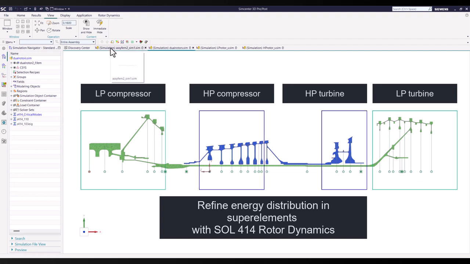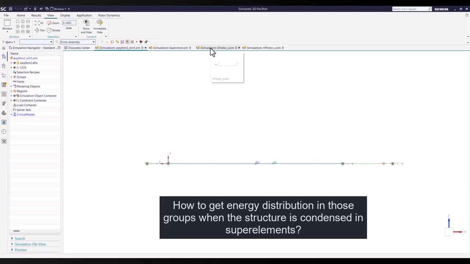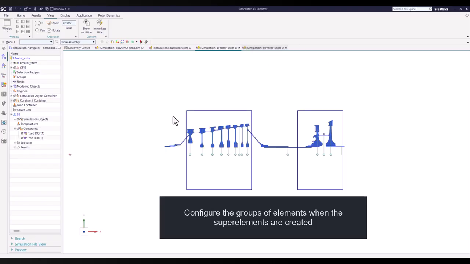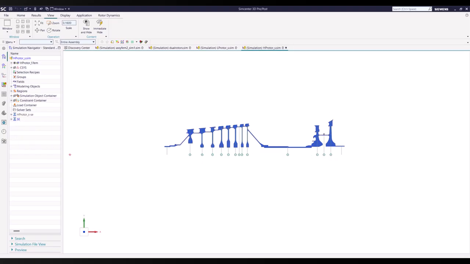When you have groups of elements defined on a model, how can you get the energy distribution in those groups when the structure is condensed in superelements? At the creation of the superelement, define those groups for the energy distribution, here for the low pressure rotor and for the high pressure rotor separately.